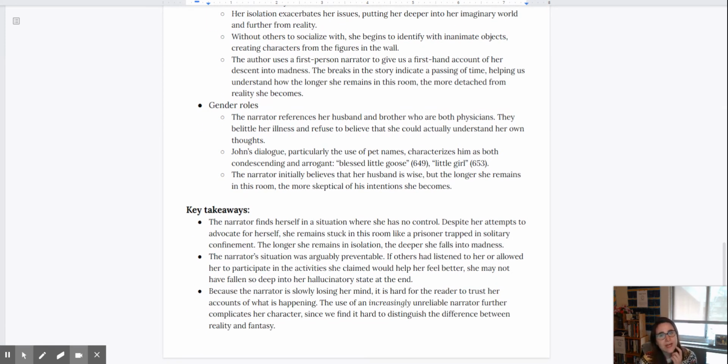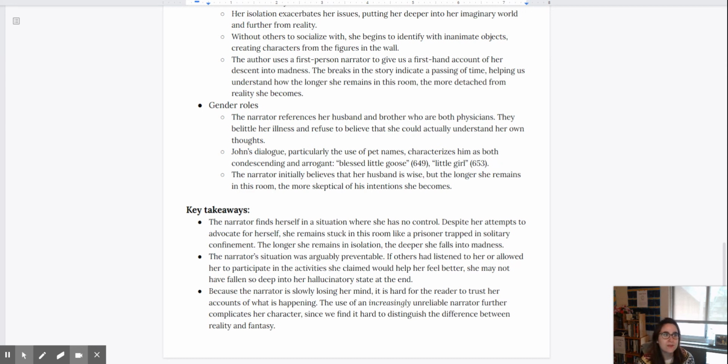Well, the narrator is finding herself in a situation where she doesn't have any control. She can't do anything about this. And despite these constant attempts to advocate for herself, she has to stay in this room. She's almost like a prisoner who's been trapped in solitary confinement, which we now know is very bad for the mind. And so the longer she remains in isolation, the deeper she falls into her own madness.